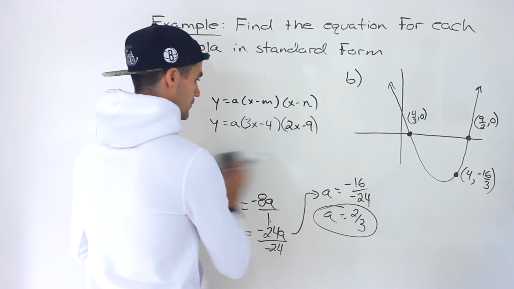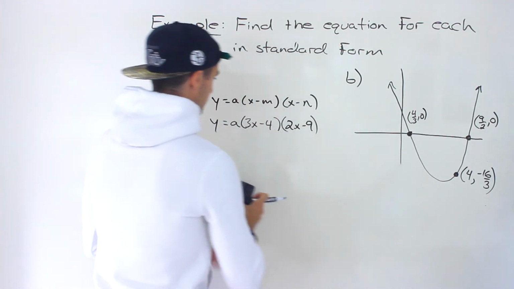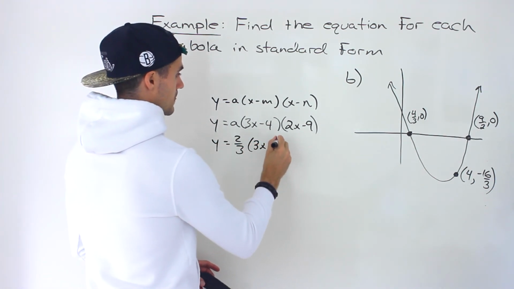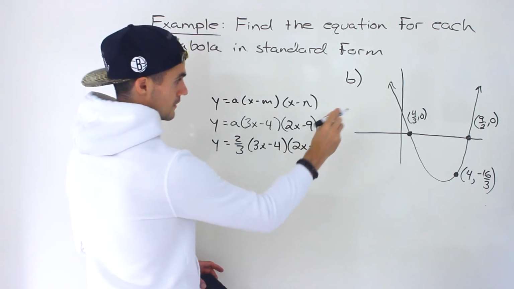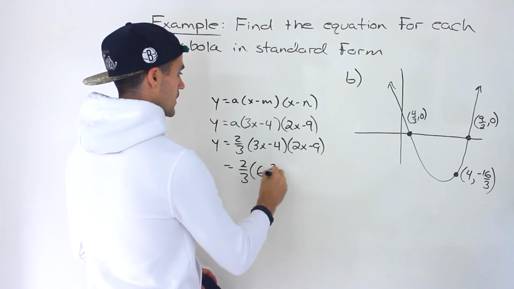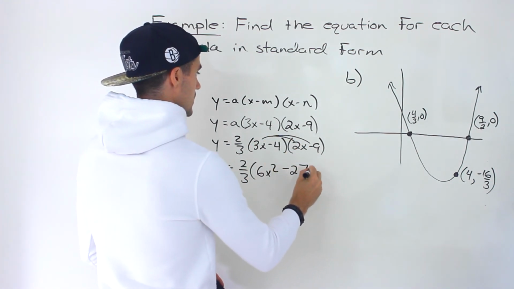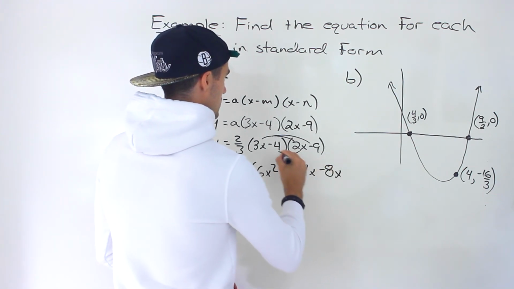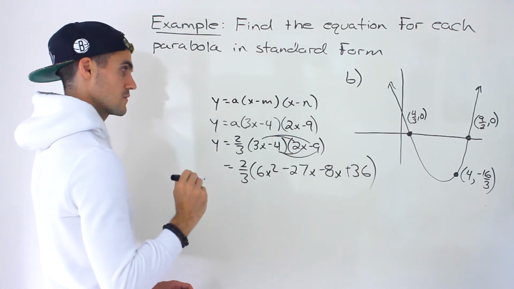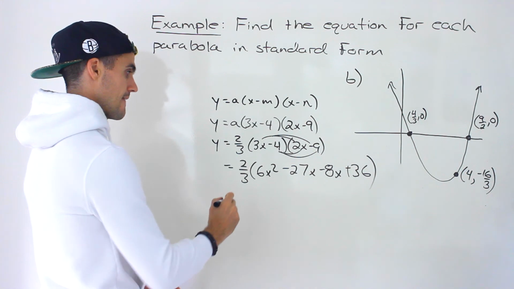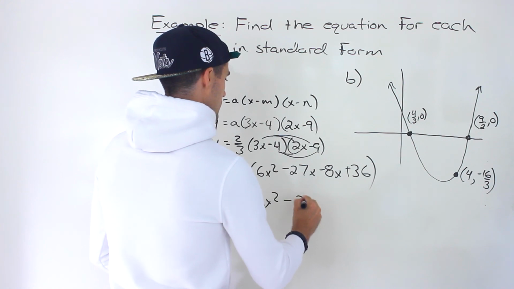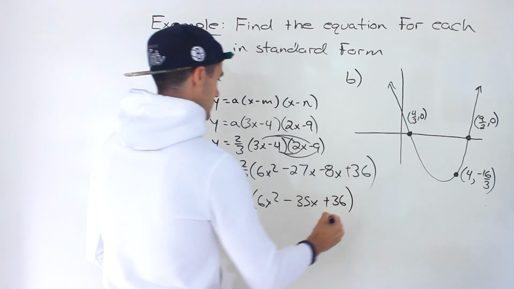So now what we do, take that 2 over 3, plug it in here, and we've got to expand everything. So this is the factored form of this quadratic. If we expand everything, we'd end up with 6x squared, negative 27x minus 8x, and positive 36 rather. Negative 4 times negative 9 is positive 36. And then from here, 2 over 3 times 6x squared minus 35x plus 36, like that.